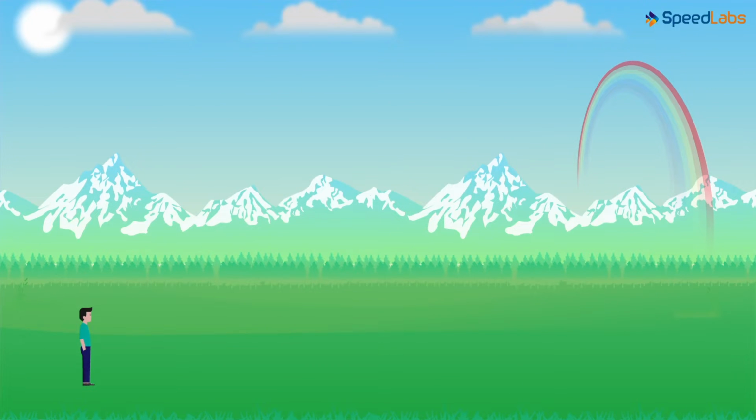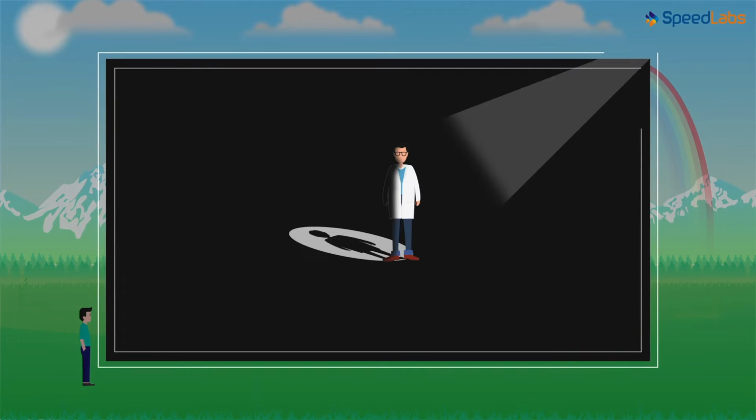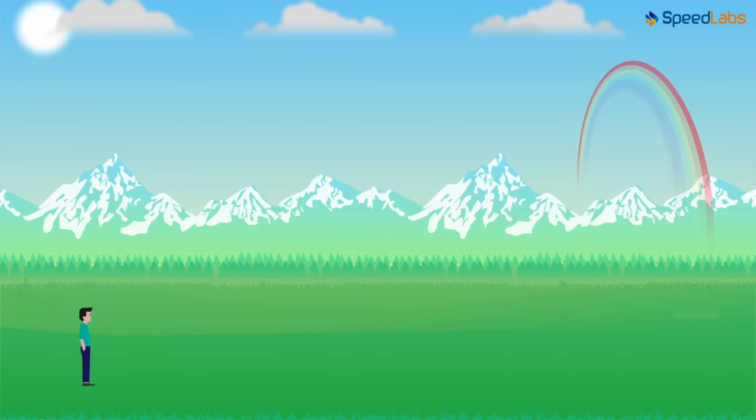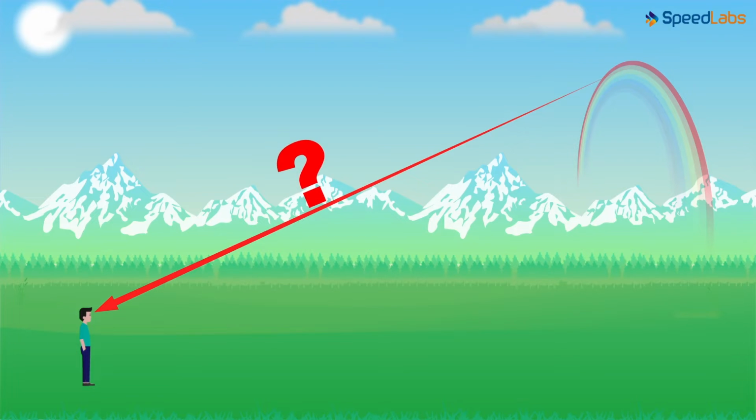The simple reason that we're able to see anything around us is because the light from that particular object is traveling to our eyes. Similarly, the red light from the upper part of the rainbow is traveling to our eyes, enabling us to see it. But where is this red light coming from?